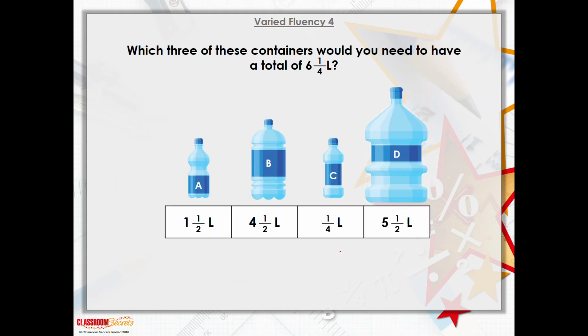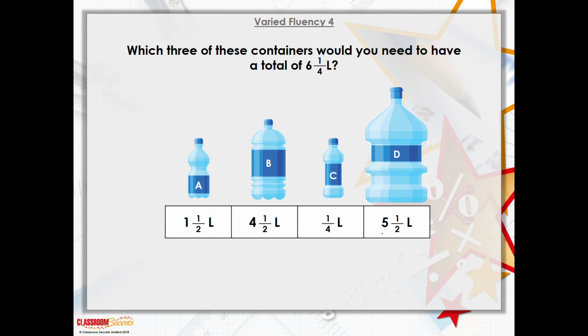And then moving on to question number 4 that you are facing today. Which of these 3 containers would you need to have a total of 6 1/4 litres? Okay, so 6 1/4 litres. Now you've got all these 4 containers here. Container A has 1.5 litres, container B has 4.5 litres, container C has 1/4 litre, and container D has 5.5 litres. Okay, so we need to think which 3 containers you would need.